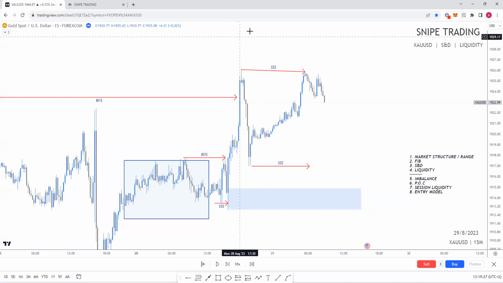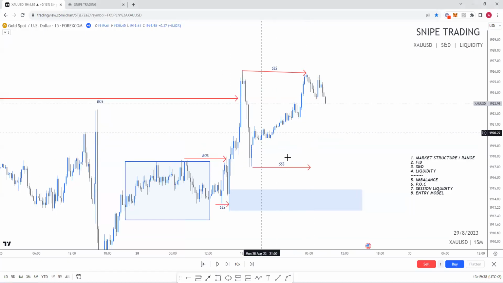So is this clear up to this stage of the lesson? Is this clear? With the first four confluences, we already have a potential buy zone. Yes, yes, yes, yes, yes, great. Okay, that's what I want to hear. Nice.